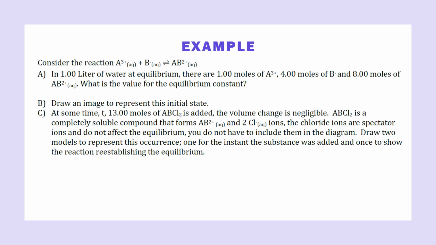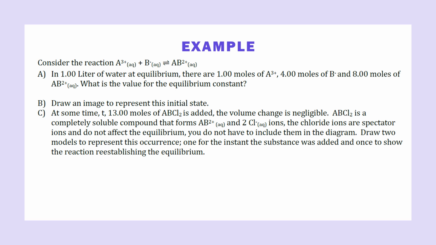Okay, so we have this example. It's a little long, so we're just going to do one example. We've got A3+ plus B- yields AB2+, all aqueous. So we have 1 liter of water. There's 1 mole of A, 4 moles of B, and 8 moles of AB2+. And what is the value for the equilibrium constant?